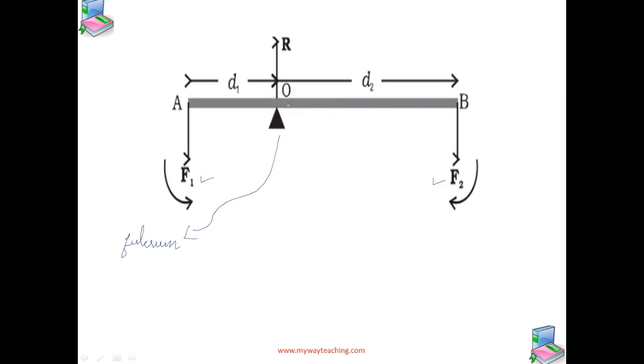The lever is a system in mechanical equilibrium. Let R be the reaction of the support at the fulcrum. R is directed opposite to the forces F1 and F2. For translational equilibrium, the total force acting on the system must be equal to 0. So R minus F1 minus F2 must be equal to 0.